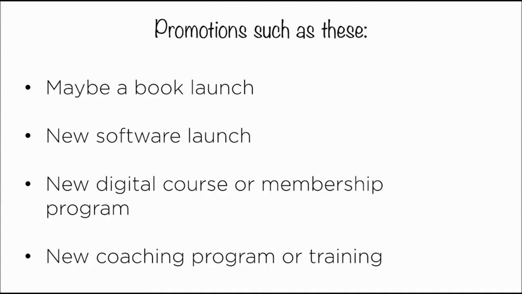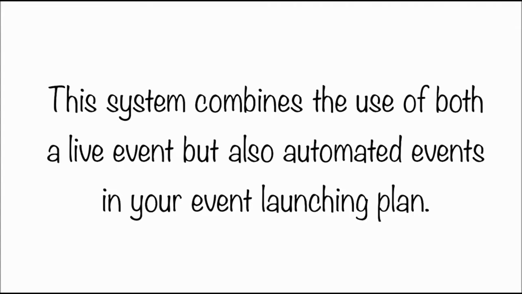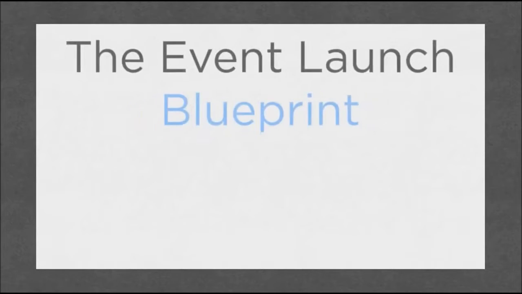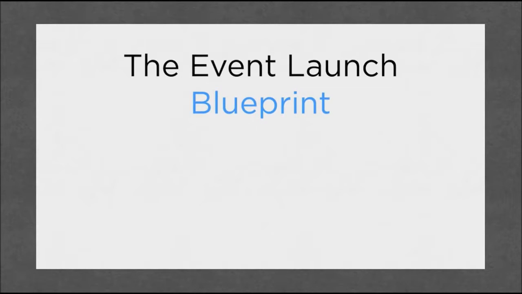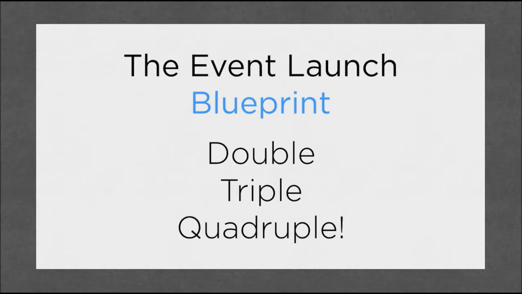Okay, now we know what kind of products you're promoting, but how do you promote both a live event, but also automated events in your event launching plan? Here's what we're going to be talking about. The event launch blueprint. Okay, this is a blueprint of all the different types of events you want to have when promoting a product into the market. Okay, now this system can double, triple, and actually quadruple the income that you would generally make. And I'm going to share why in a second here.